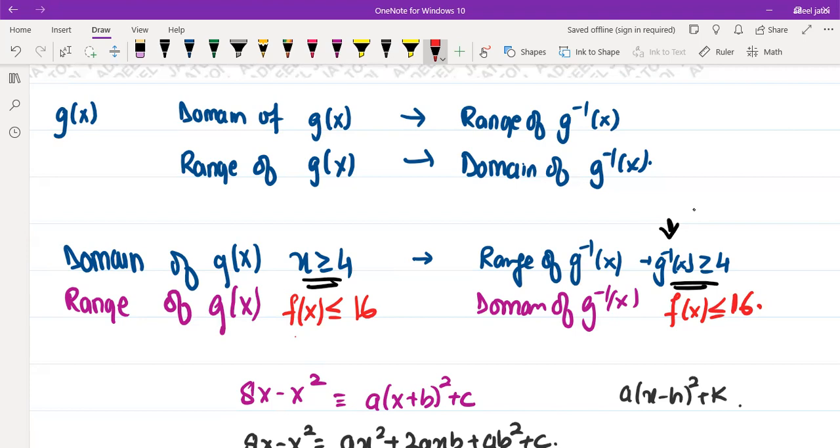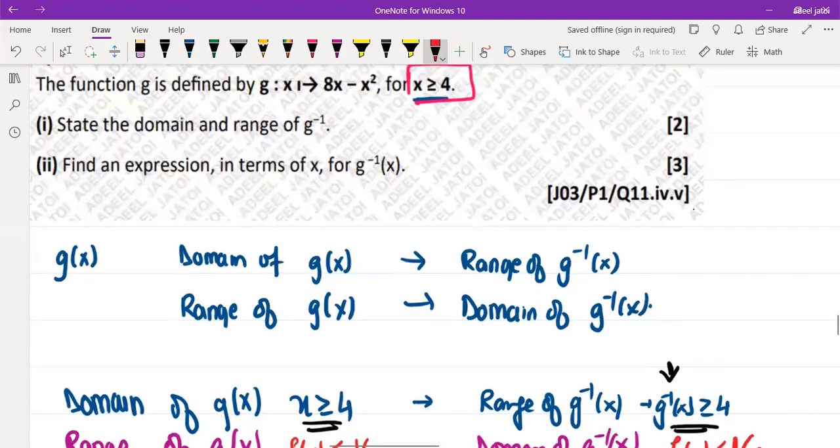Please note that your domain of g(x) is represented by x. Your range of g(x) is represented by f(x). Your domain of g inverse of x is represented by f(x). Your range of g inverse of x is represented by g inverse of x. These are very important points.